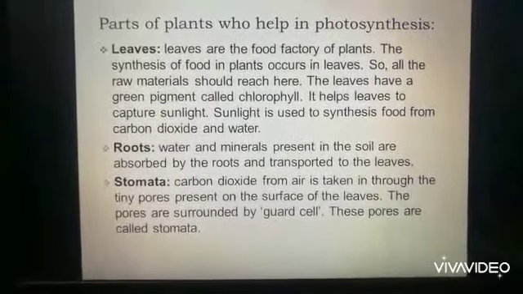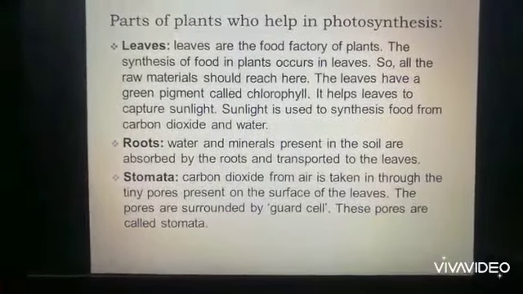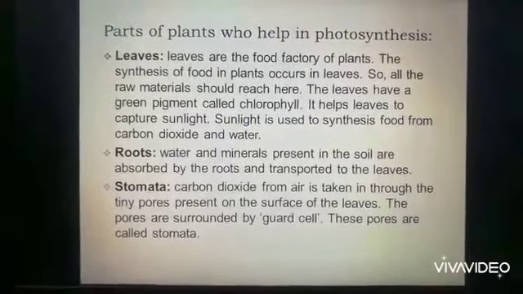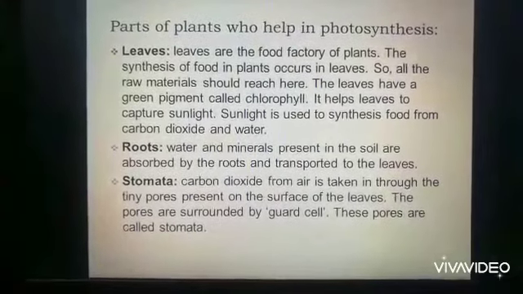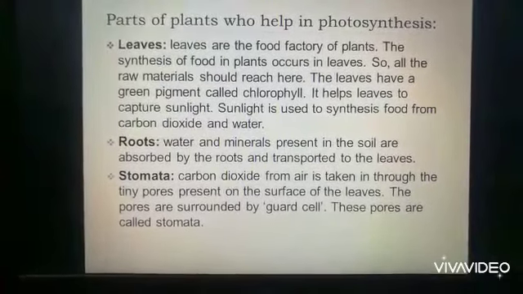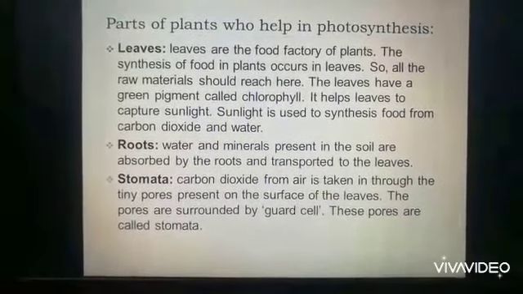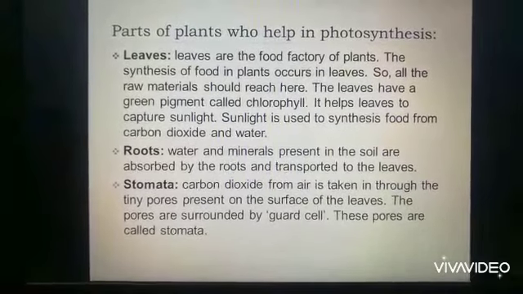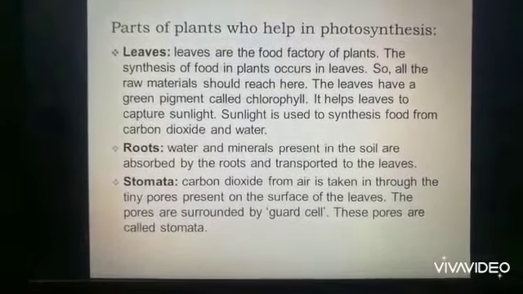Now the second part, that is the root. Water and minerals present in the soil are absorbed by the roots and transported to the leaves. Without water and minerals, plants cannot perform photosynthesis. That is why roots absorb the water and minerals and transfer them to the leaves, and leaves utilize them to do photosynthesis.